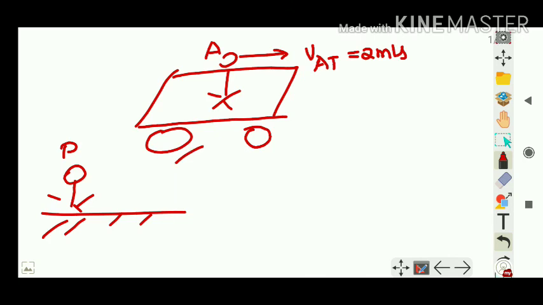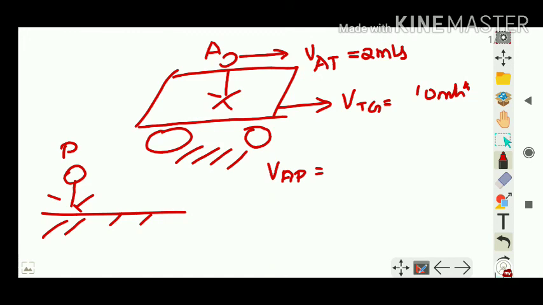Now with respect to the ground, the trolley is moving, so its velocity is 10 meter per second. So this much is clear, right? So how can I write the equation for VAP, right?